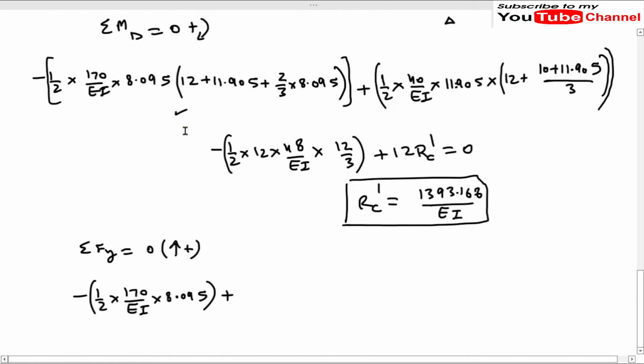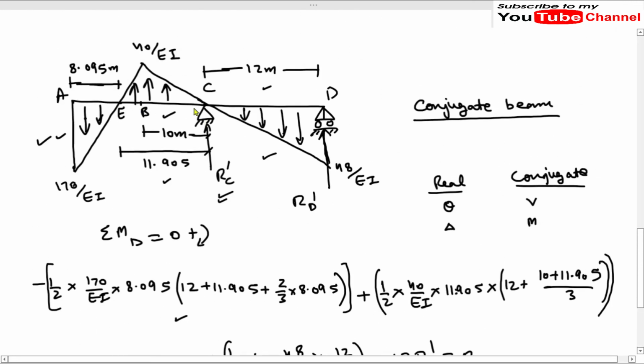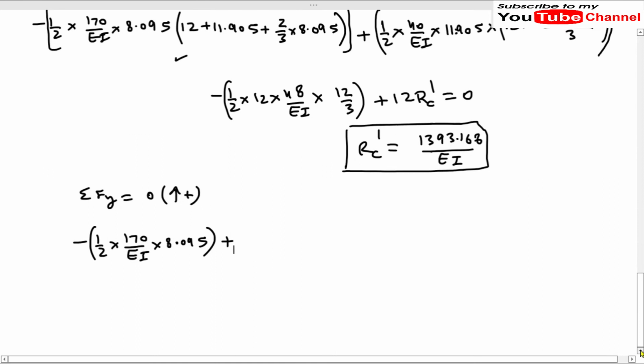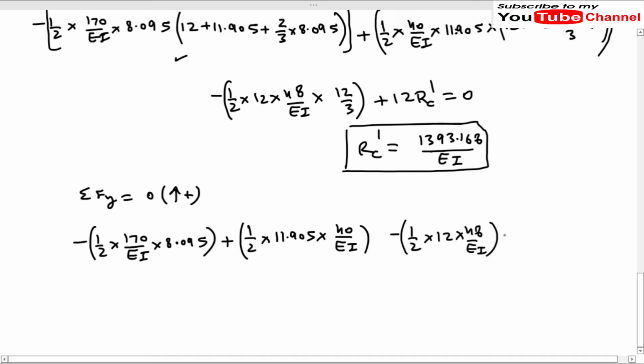The loading in the middle portion, in this portion EC, is acting upward, so it will be taken as positive. So it will be 1 by 2 times 11.905 into 40 divided by EI. Okay, and for the last triangle it will be 1 by 2 times 12 into 48 divided by EI, bracket close, plus RC dash plus RD dash is equal to 0.